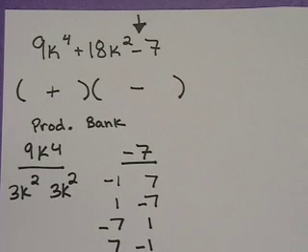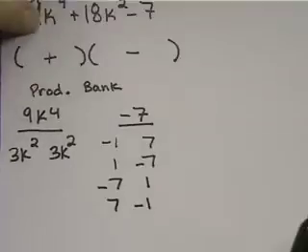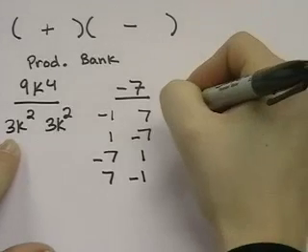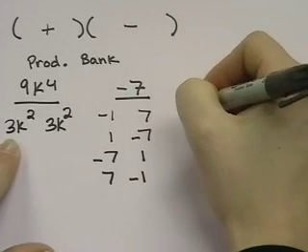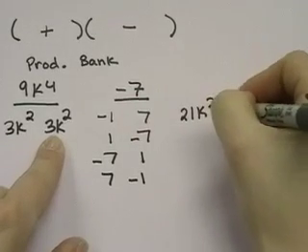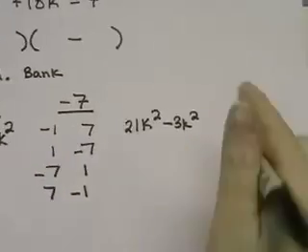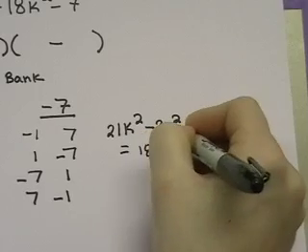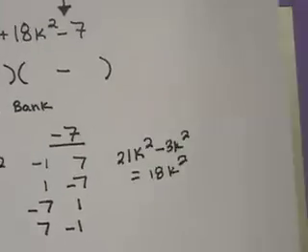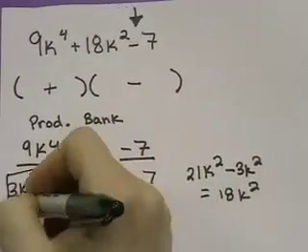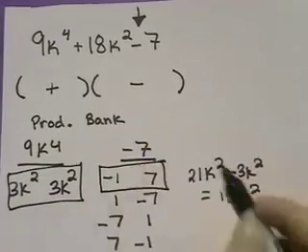My goal right now, outside, multiplied together, add it to the inside terms. So I'm going to look. 3k squared times 7 gives me 21k squared. 3k squared times negative 1 gives me a negative 3k squared. And that's going to equal out to be 18k squared, which is what I was looking for. That's what I'm looking for because 18k squared is my middle term up here. So I'm going to go ahead and plug these in and make sure that they match up.